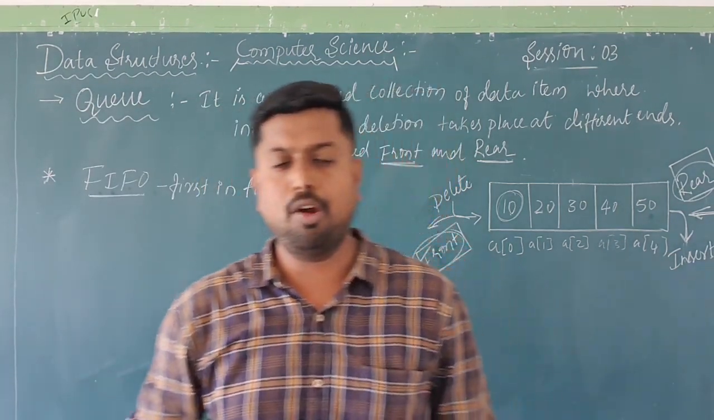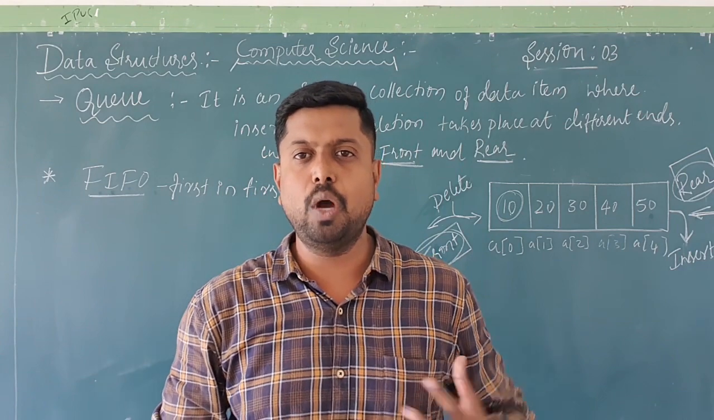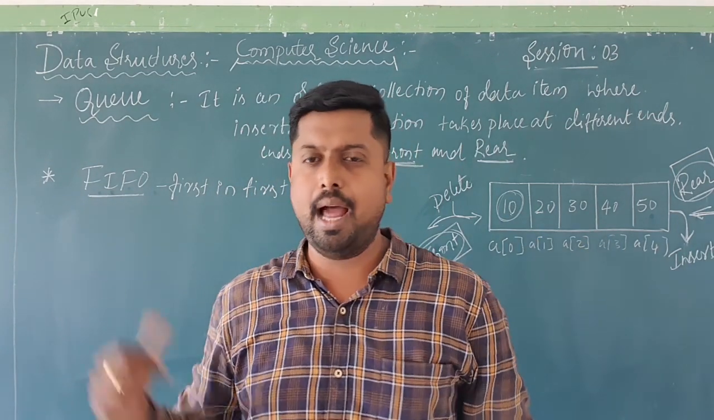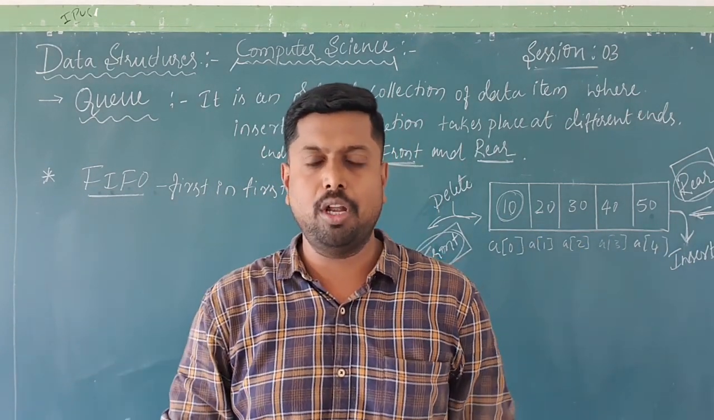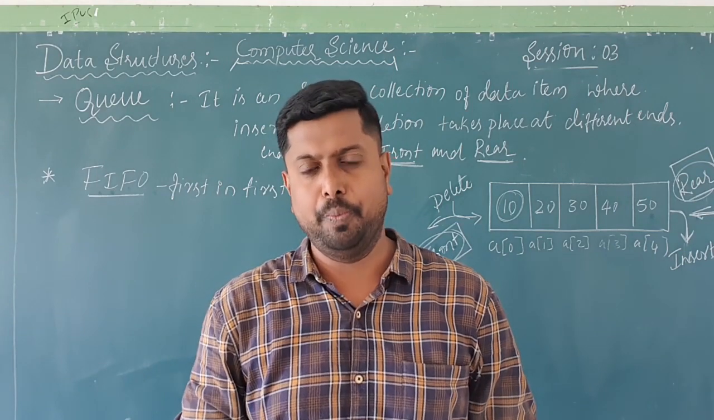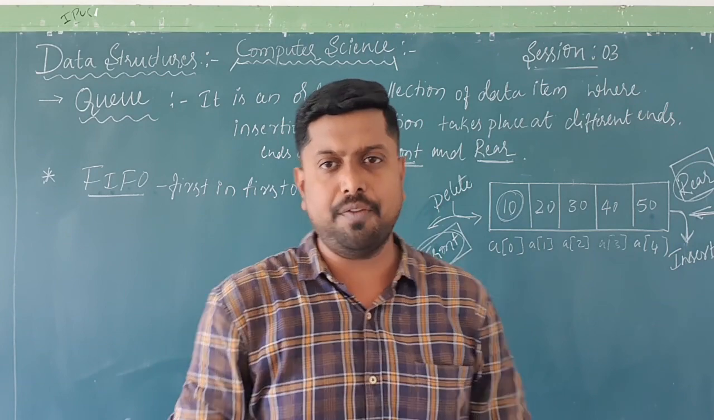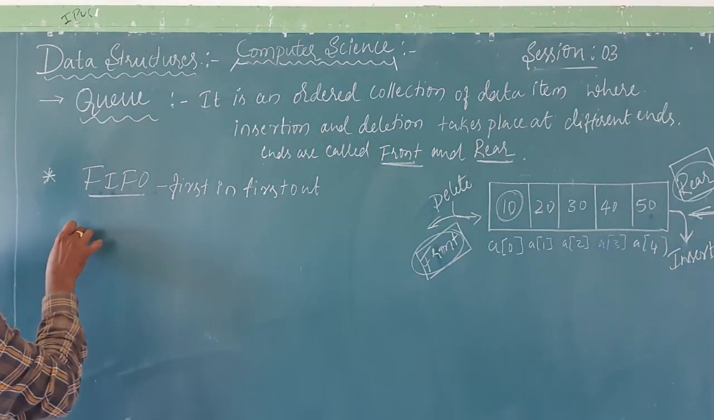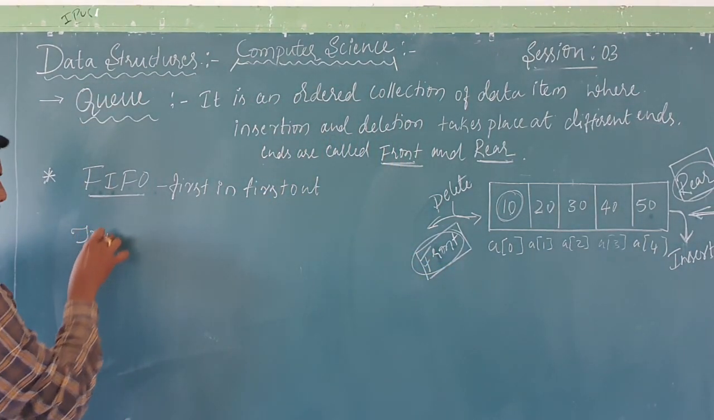So this is what we call the definition of the queue, with one example, and FIFO is the terminology for the queue. Now we are going to the types of queue. We have four major types of the queue. Let us see them one by one.